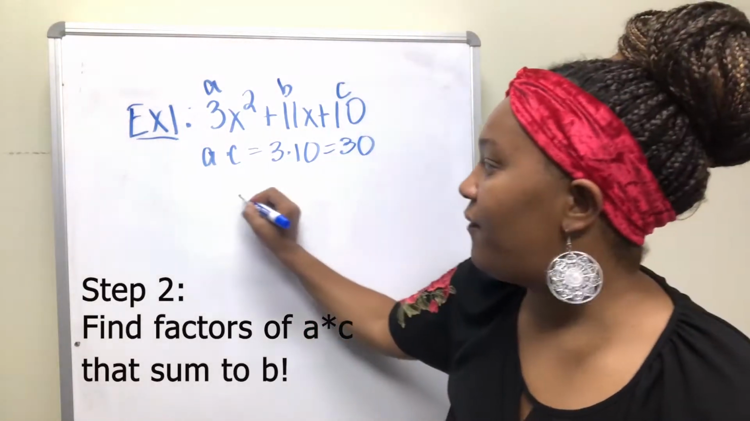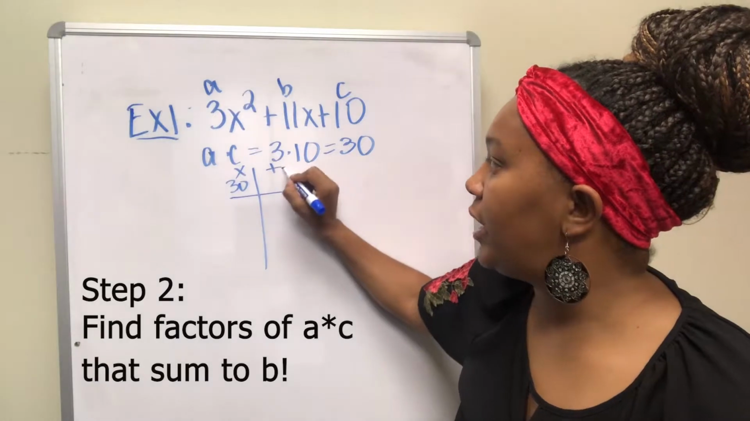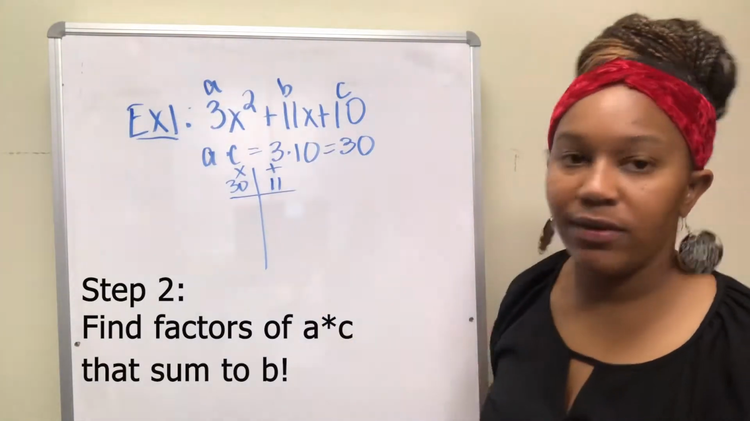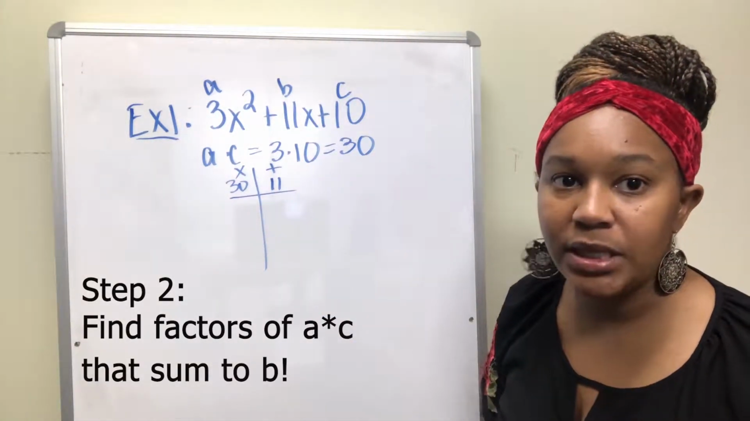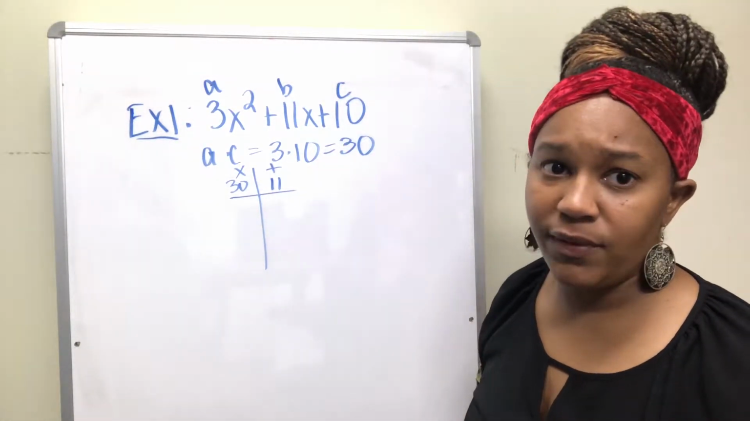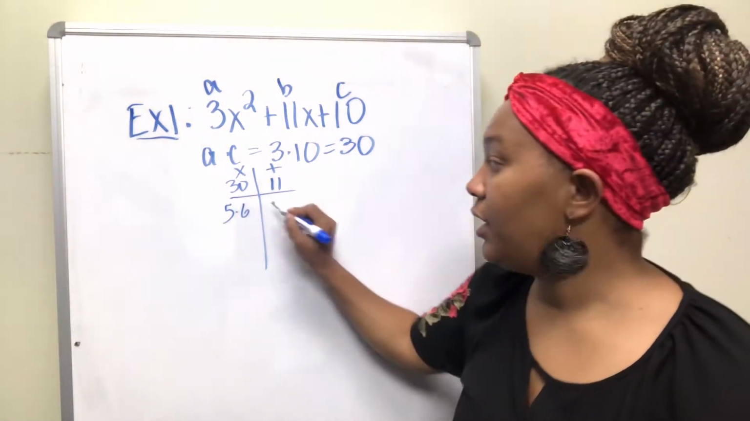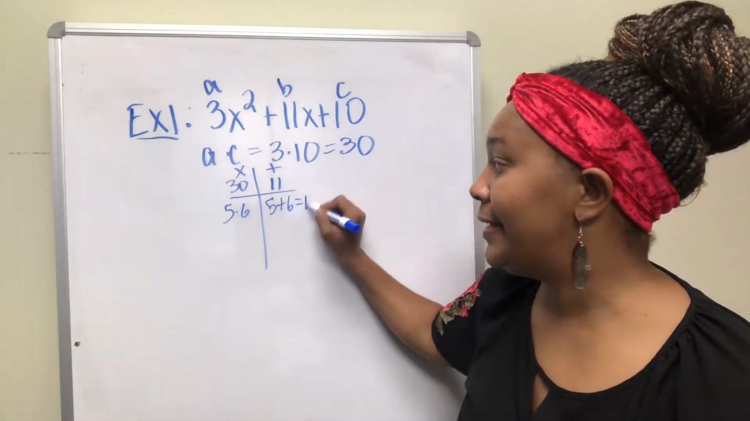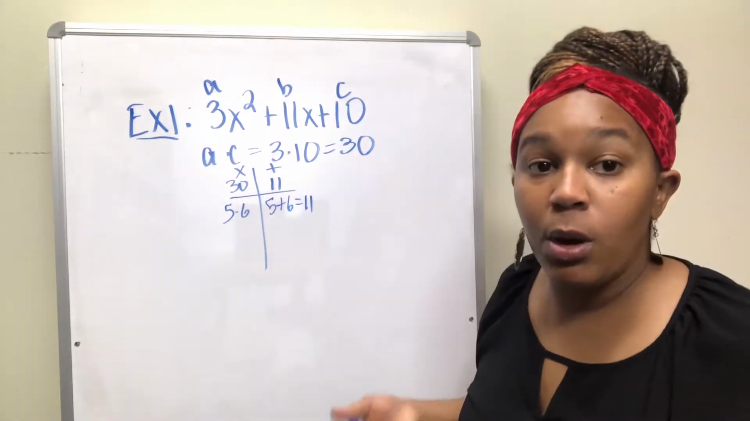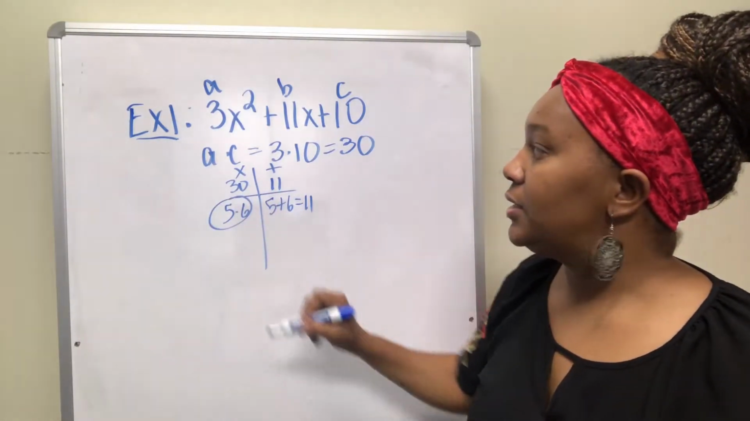Then I want to find factors of 30 that add to B, which is 11. So you want to find factors of A times C that add to B. I just start listing factors of 30, and the first ones that come to my mind are 5 times 6. 5 times 6 is 30, and 5 plus 6 is 11, and that's what I want. It just so happened to be the first ones I tried. So I want the factors 5 and 6.